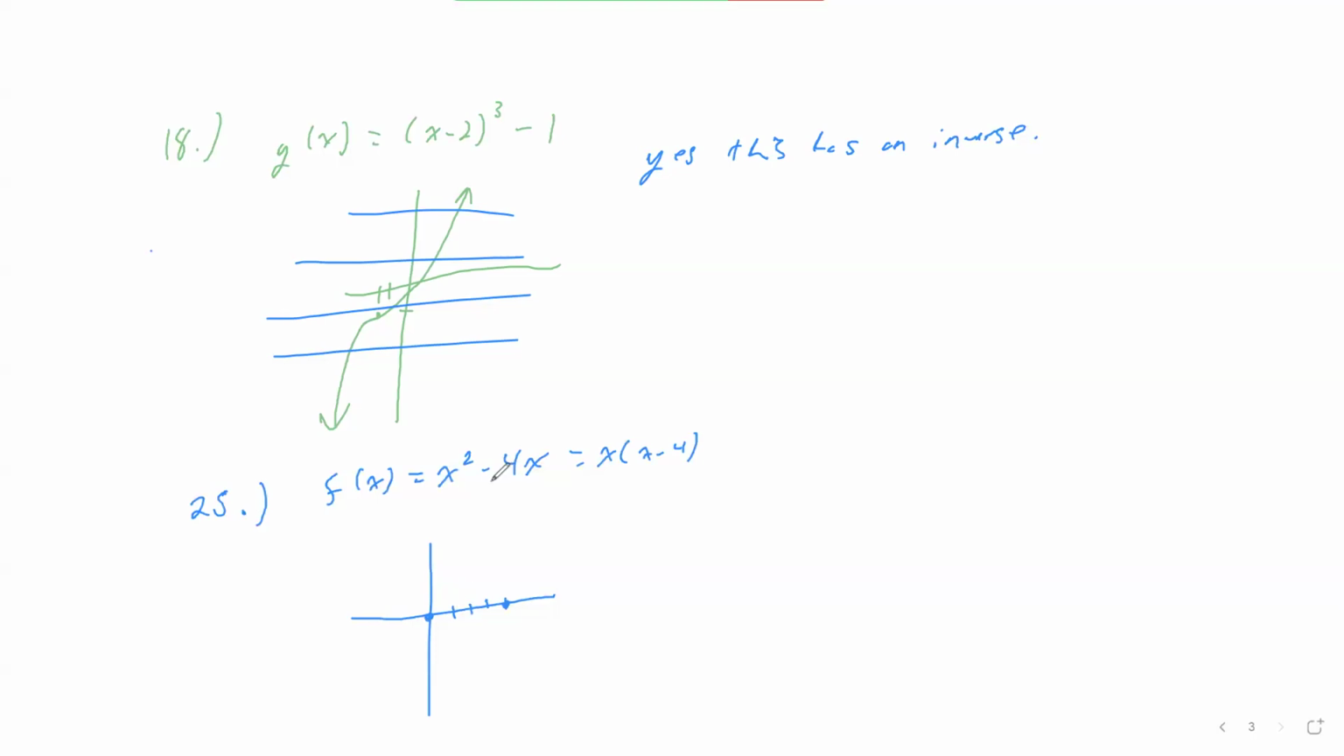So let's see. Negative b, that's going to be 4 divided by 2. So that's 2. So at 2, that's going to be my middle. That's going to be 4 minus 8. That's -4. 1, 2, 3, 4. All right, so give or take, this is what your graph will look like. But again, if I try to do a horizontal line test on the very first draw, I can see it will cross more than once.